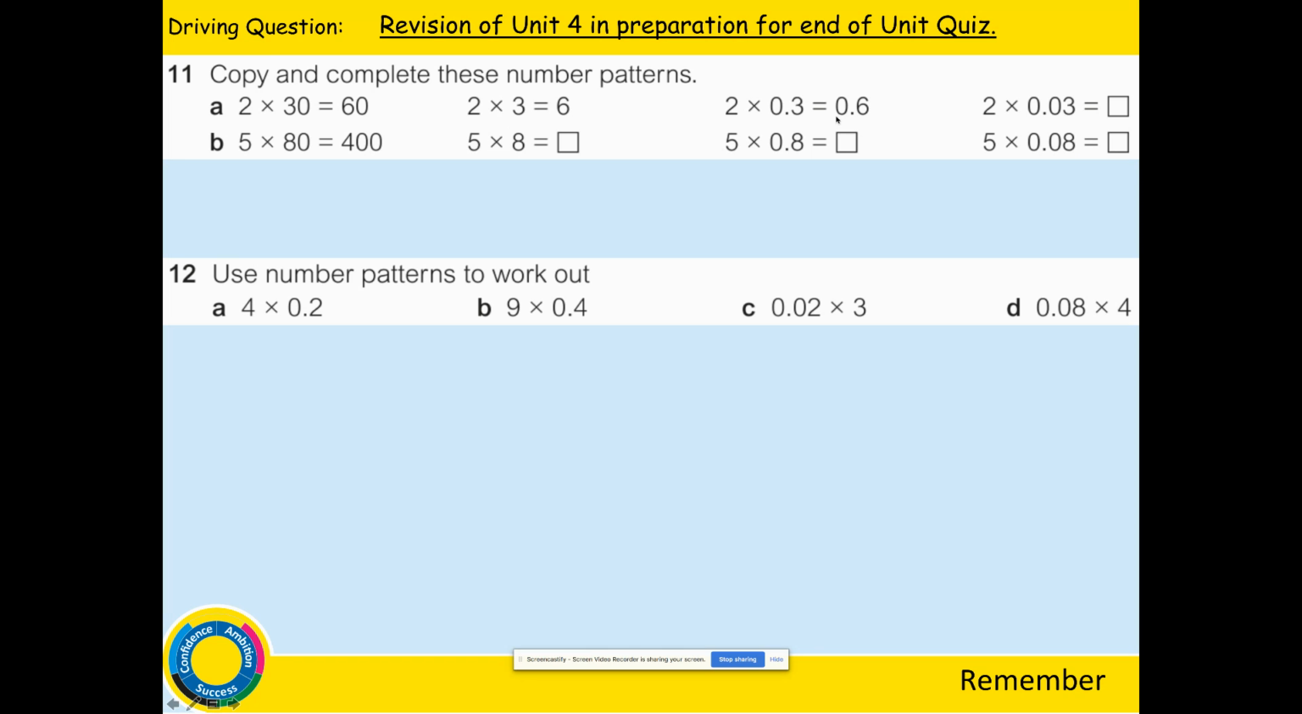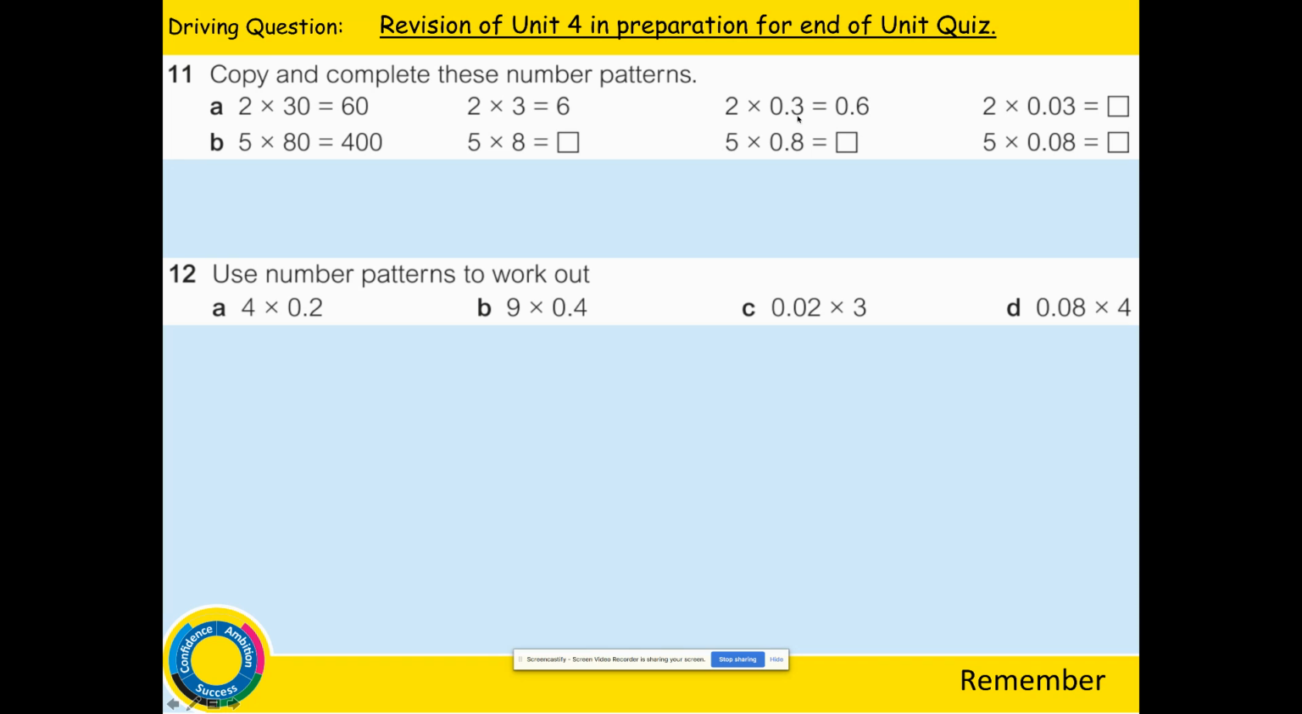Now if we follow this pattern, the 3 has got 10 times smaller. It's been divided by 10. So it's moved over into the decimals, which means our 6 needs to move over into the decimals as well. Divide by 10. So the 6 was here, we've divided by 10. So 2 times 0.3 is 0.6.